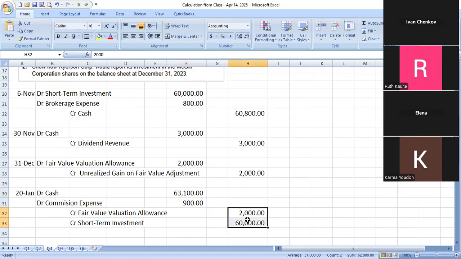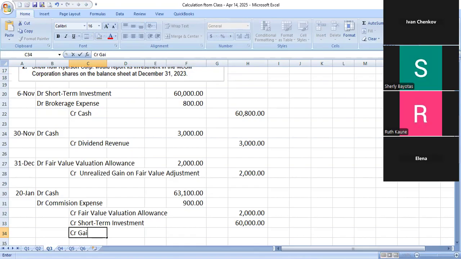That will be 64 here. But on this side we have 62. So what are we going to have? We need credit. I need more credit. Gain on sale. On what? On sale of short-term investment. Don't forget this.